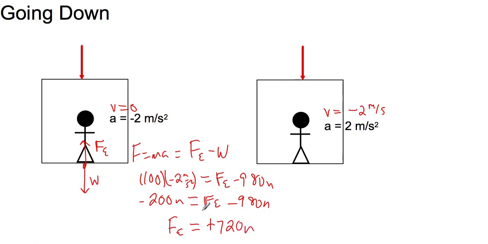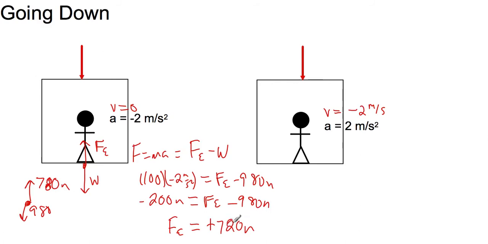newtons. Now that might seem odd. We're moving down, but we have a positive normal force acting on us. But it's less than our weight. So if it's less than our weight, it can't support us anymore. So if you go back to this original idea, we have 980 newtons pulling us down. Oops, sorry. But we have 720 newtons.